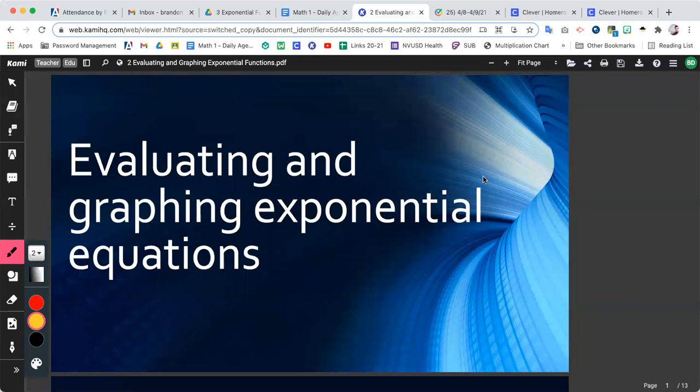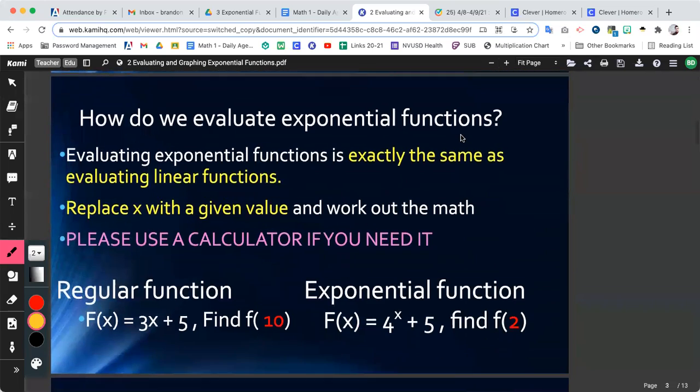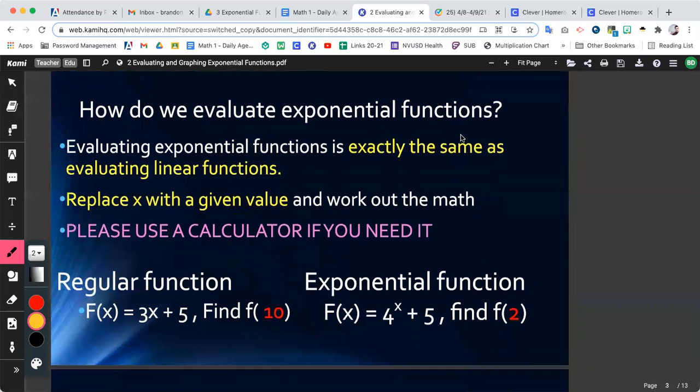Okay, so today we're talking about evaluating and graphing exponential equations. So super, super important that, again, we're taking good notes. We're making sure we're writing these examples down because you're definitely going to need them when you go over the homework tonight. Okay, so what we're talking about today is evaluating a function, essentially, and we've done evaluating functions before.